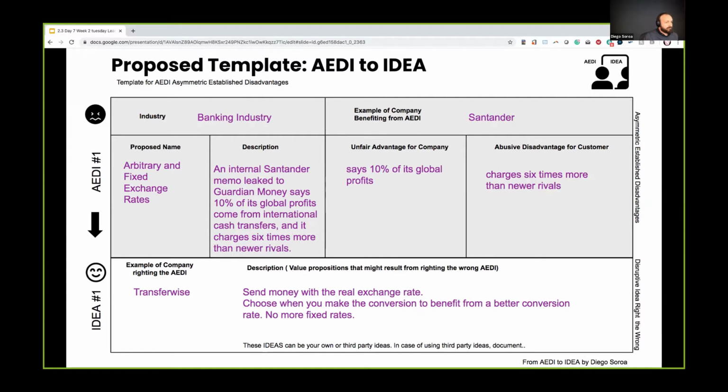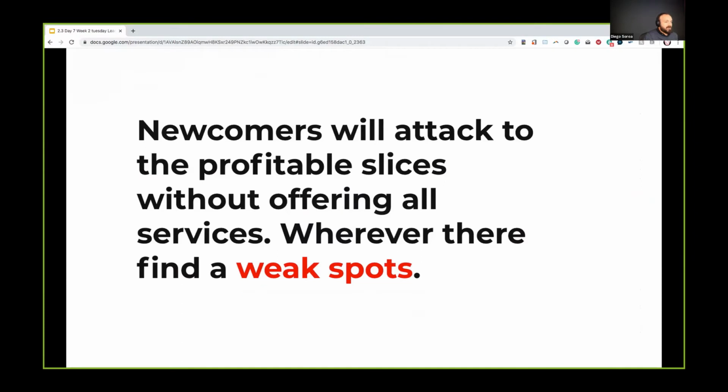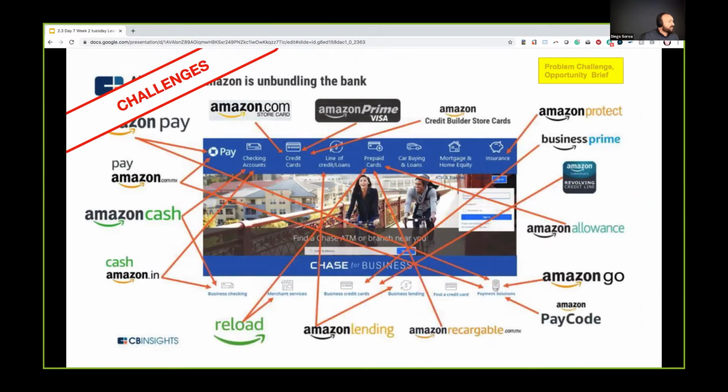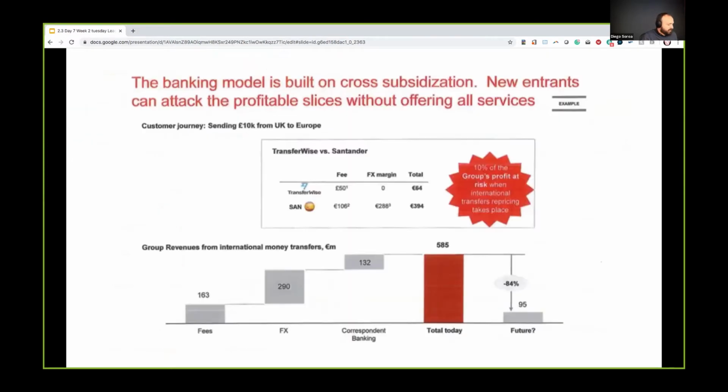Are we clear? All right. So there is one important thing to observe here, which is that the newcomers will attack the profitable slices without offering all of the services. See, that is the beauty of it. TransferWise is not a full bank. It just offers specific ideas or a specific value proposition to right what has proven to be wrong. Amazon is not necessarily replicating all of the services that a bank has, but they will just focus on where they can add a lot of value.